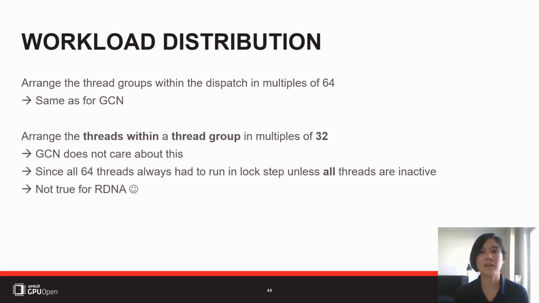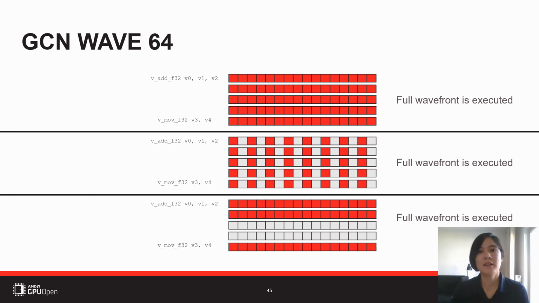RDNA does, and what I exactly mean with my cryptic words here, I will demonstrate in an example. So first, we recap again on GCN. We had a wavefront of size 64, and then we have the same example, first the addition and then the move instruction. So first we have 64 threads which are all active. So obviously we have to issue every instruction for all the threads. So on GCN it's 4 cycles per instruction, and we just have to issue them.